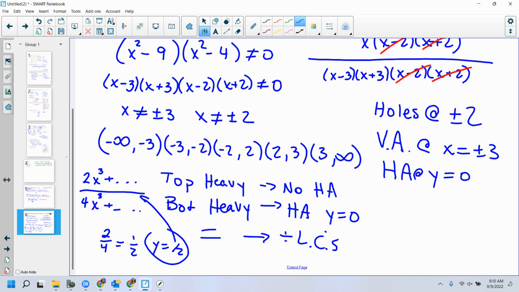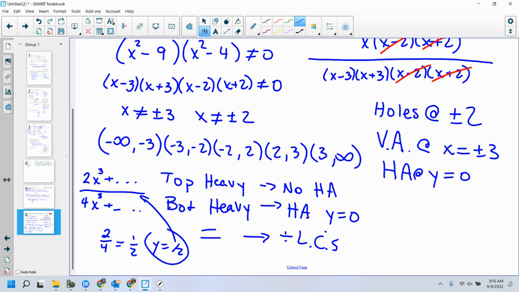Again, holes come up where the things cancel. Vertical asymptotes are where the denominator still equals 0. And then the horizontal asymptotes, you just got to follow those rules. Top heavy, there's none. Bottom heavy, it's at 0. And then if it's equal, then you just got to divide the leading coefficients. Okay, questions about that one?